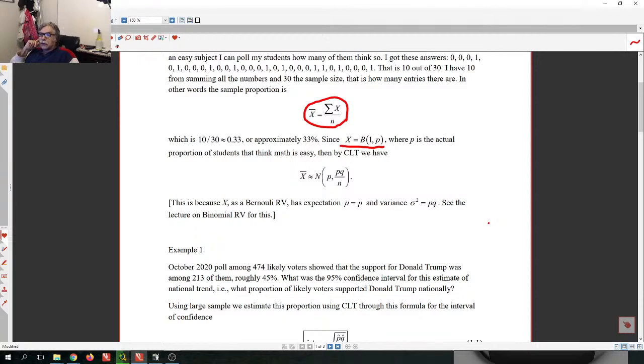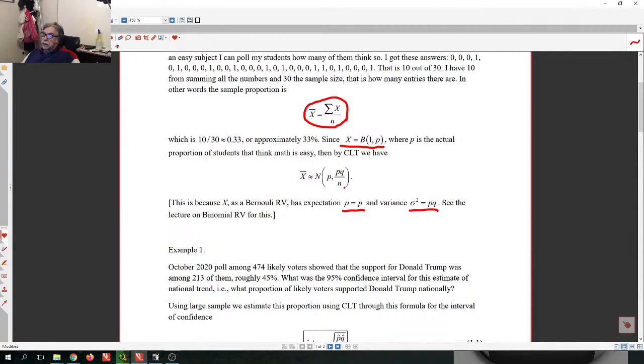So what do we know from the central limit theorem? First of all, we know the Bernoulli random variable has the mean p and the variance pq. The q is complementary to the p, right? If p is 30%, q is 70%. If p is 40%, q is 60%. You can check this back in the lecture on the binomial random variable. We wrote that down. The Bernoulli random variable has this as an expectation, this is the mean of the Bernoulli random variable, and this is the variance of the Bernoulli random variable.